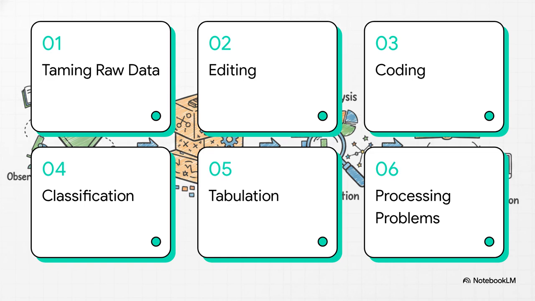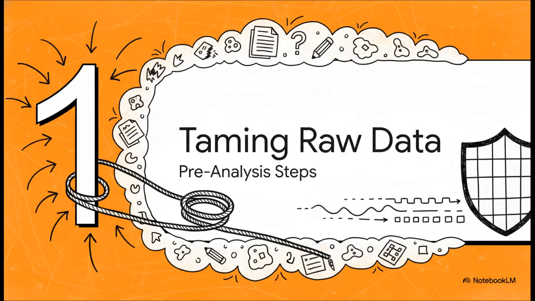Here is our quick roadmap for today. We're going to start by taming the raw data, then move on to editing, coding, classification, and tabulation. And finally, we'll wrap up by looking at how to handle those inevitable processing problems. All right, part one, taming the raw data.